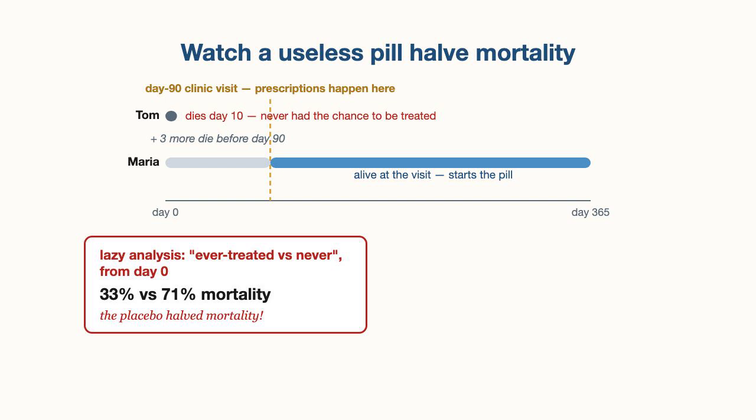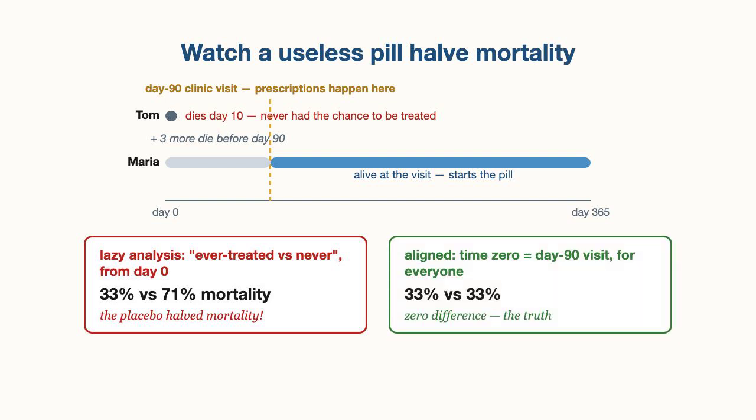Now run the lazy analysis: ever treated versus never treated, counting from day 0. The treated risk, 33%. The untreated, 71%. The placebo halved mortality. Now align the clocks instead.